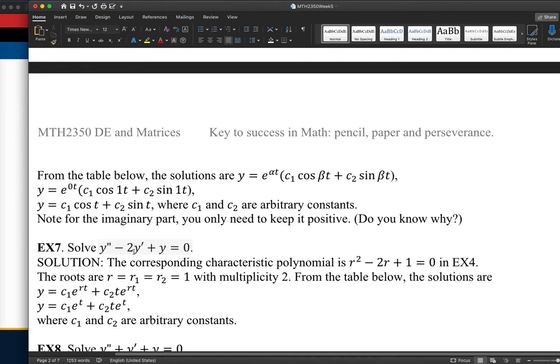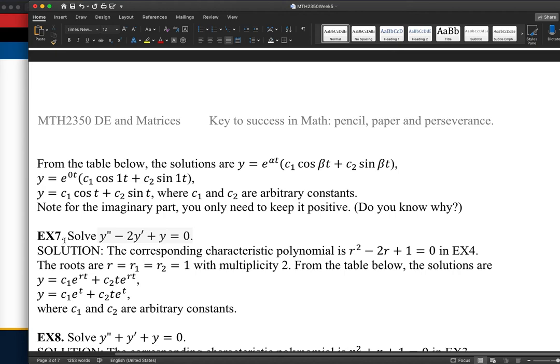Let's work on another case. Example 7: solve a differential equation like this. We know we always create the characteristic polynomial equation first. In this case, it is r squared minus 2r plus 1, and we know this is a perfect square. So there is only one root, or we can say there is one root with multiplicity 2.